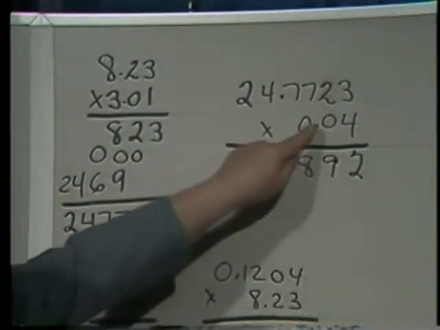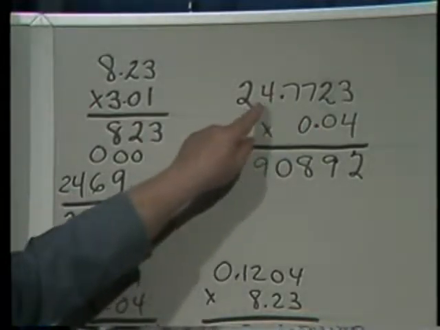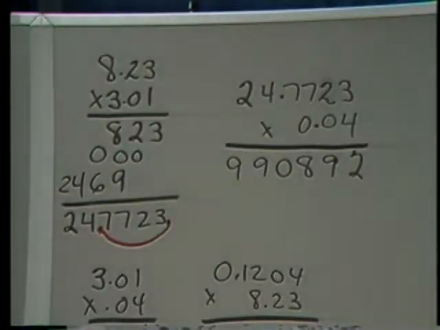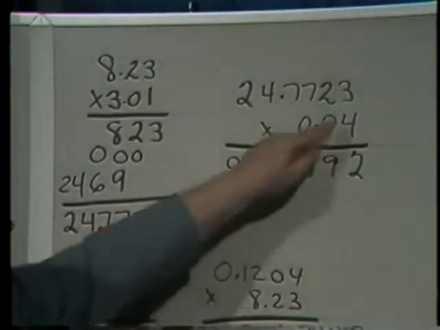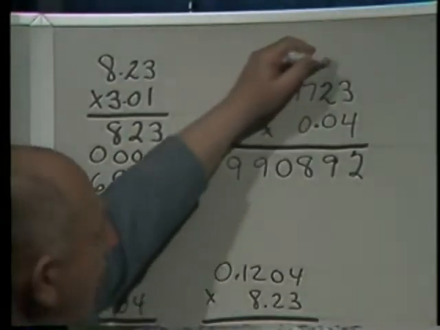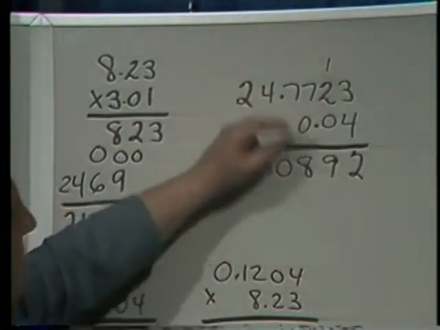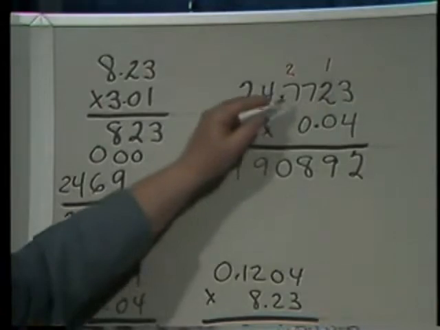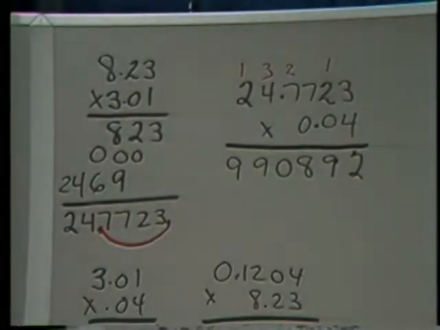And how do we do that again? Pretend the decimal point is not in here. Multiply as if this were 247,723 times 4. We multiply this out the usual way, nothing new here. 4 times 3 is 12. Put down the 2 and carry the 1. 4 times 2 is 8 and 1 is 9. 4 times 7 is 28. Put down the 8 and carry the 2. 4 times 7 is 28 and 2 is 30. Put down the 0, carry the 3. 4 times 4 is 16 and 3 is 19. Put down the 9 and carry the 1. 4 times 2 is 8 and 1 is 9. And you see that's exactly what we were doing in Module 3.